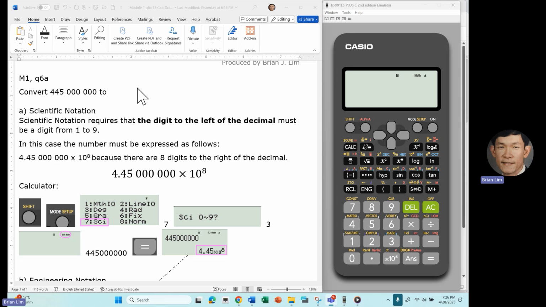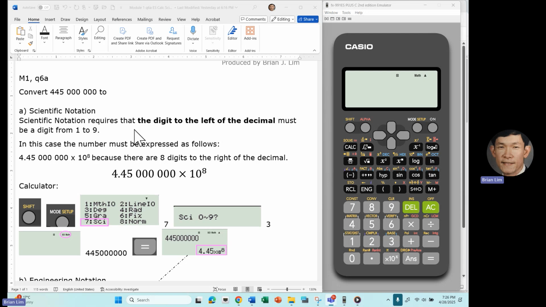Okay, let's look at this question. We would like to convert this number here, 445 million, so it's 445,000,000, to scientific notation. That's the first part of the question.